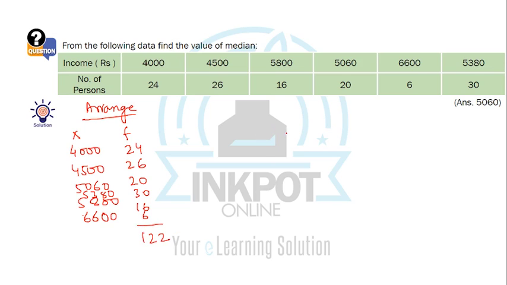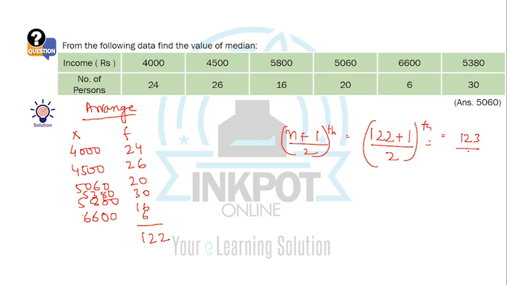Now if you remember, the formula is n plus 1 upon 2th observation. So that is 122 plus 1 upon 2, that is 123 upon 2th observation. Now this is equal to 61.5. Now how to find the 61.5th observation?